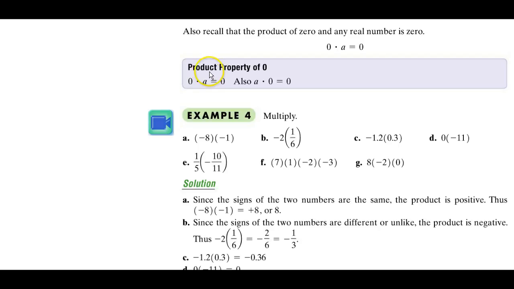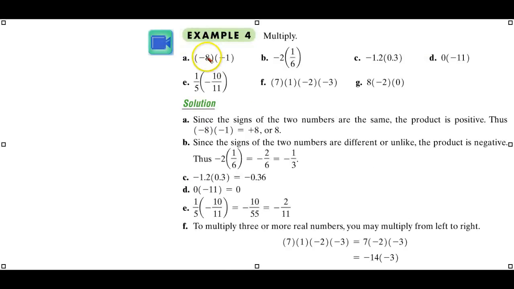And a quick review of the product property of 0, that anytime 0 is one of the factors, the results is 0. So let's work on these. Now I always suggest to figure out what sign will you have. Well, like signs, it'll be positive. 8 times 1 is 8. What sign will you have? Well, it's going to be negative.